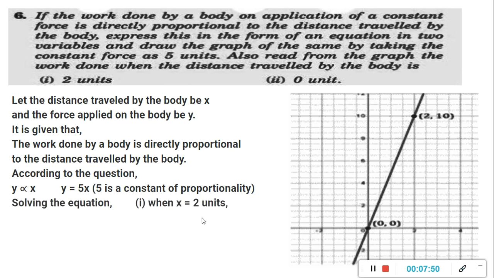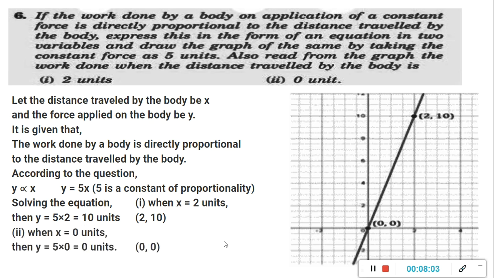Right? So solving the equation, we will get, for x = 2 units, 5 into 2, that will be 10. So we will get y = 10. So (2, 10) is the first coordinate. And second, x = 0, then 5 into 0 will be 0. So here we are getting both (2, 10) and (0, 0). So the points to be plotted are (2, 10) and (0, 0).